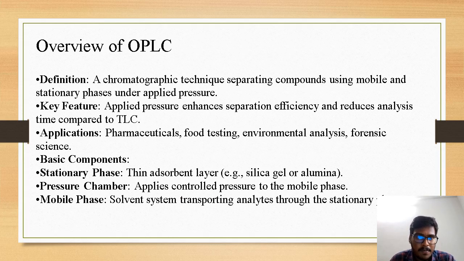Overview of OPLC. The chromatographic technique separating compounds using mobile and stationary phases under applied pressure. Key feature: applied pressure enhances separation efficiency and reduces analysis time compared to TLC. Applications: pharmaceuticals, food testing, environmental analysis, forensic science. Some basic components: stationary phase, thin adsorbent layer, example silica gel or alumina. Pressure chamber applies controlled pressure to the mobile phase. Mobile phase, solvent system transporting analytes through the stationary phase.